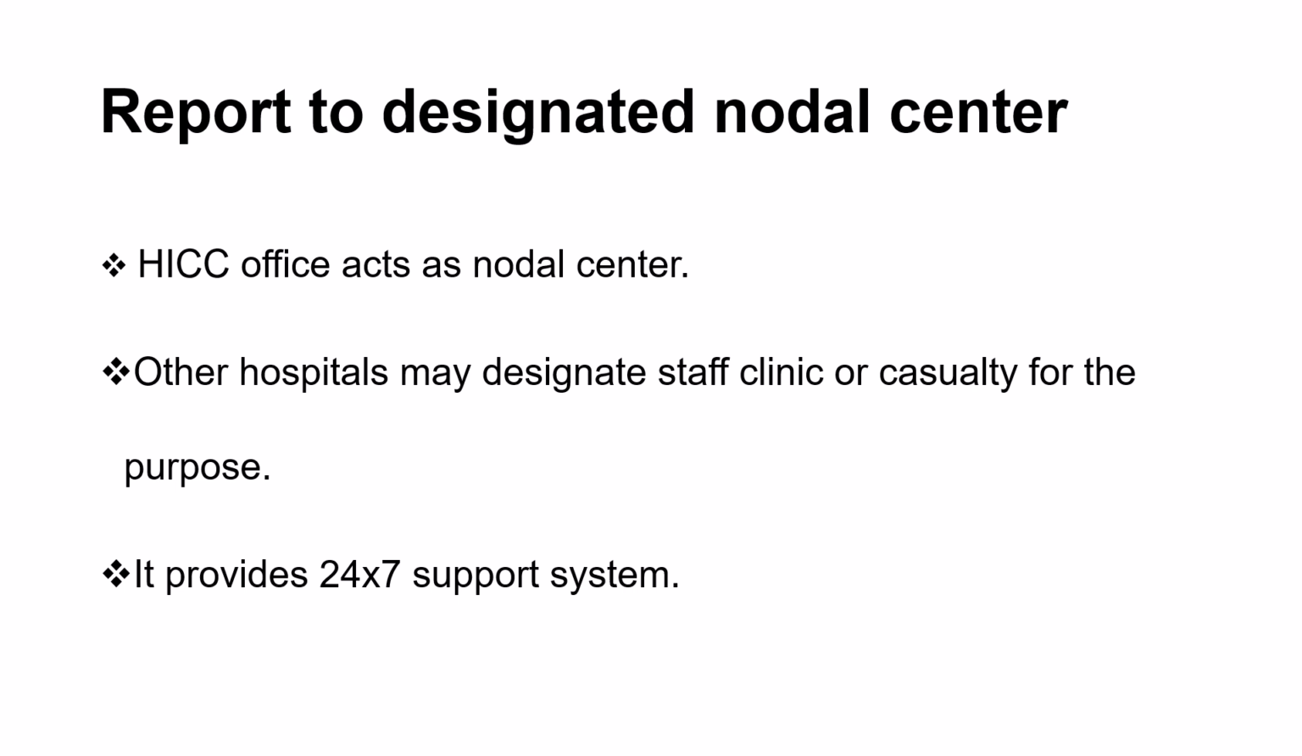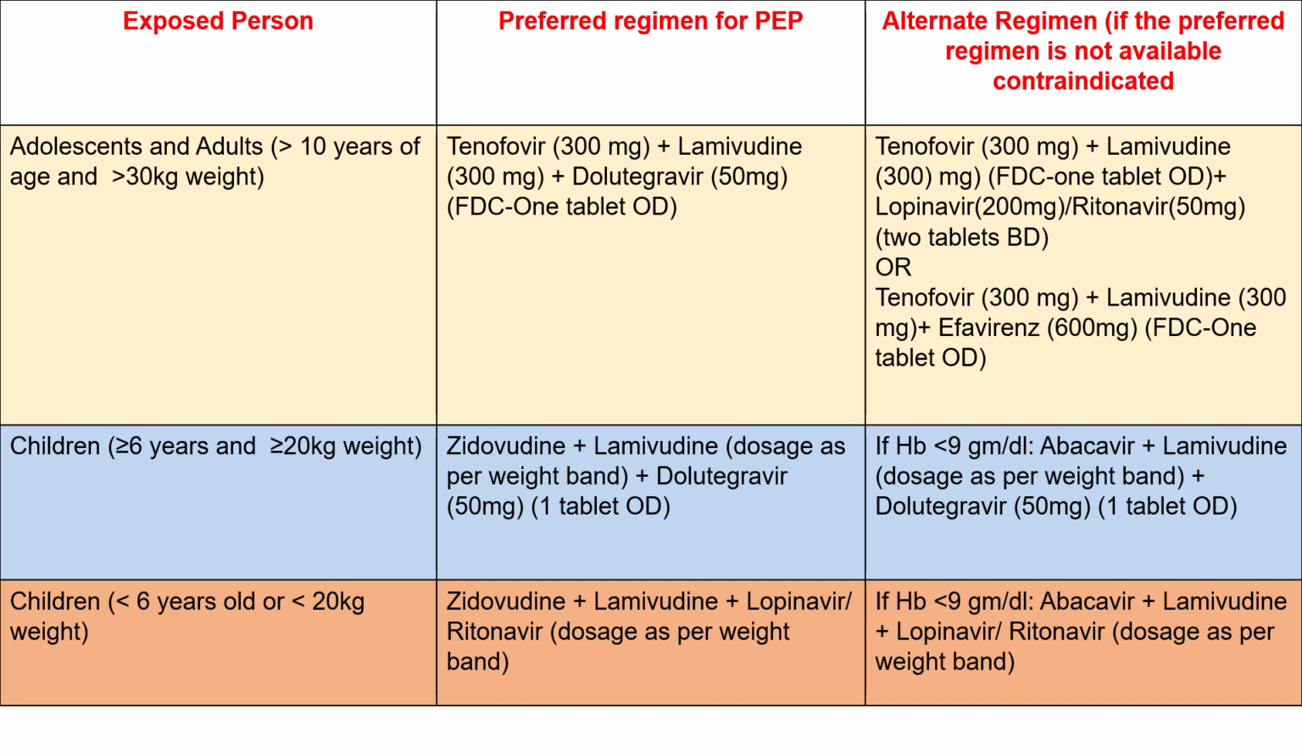Report. Next is report to designated nodal center. The hospital infection control committee office acts as nodal center. Other hospitals may designate staff clinic or casualty for the purpose. It provides 24/7 support system. Next, post-exposure prophylaxis or PEP for HIV infection.